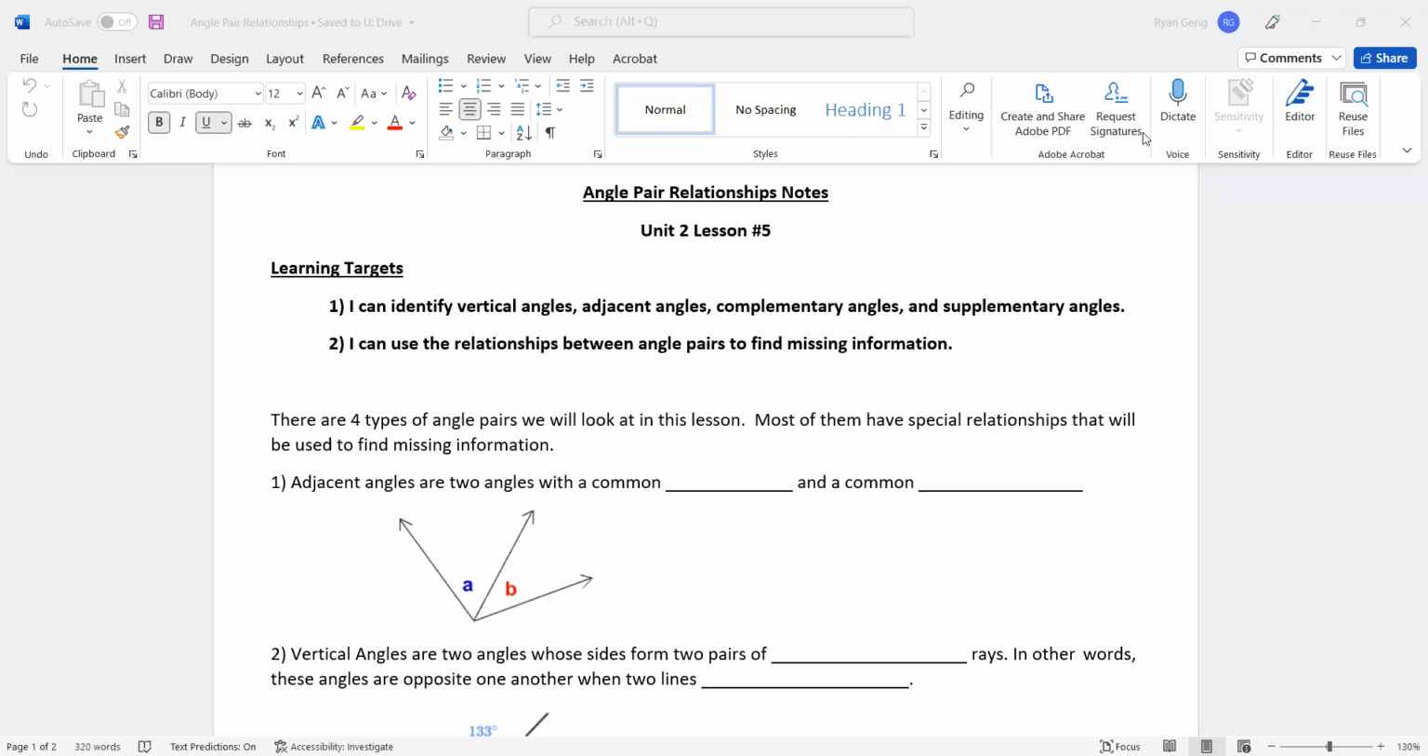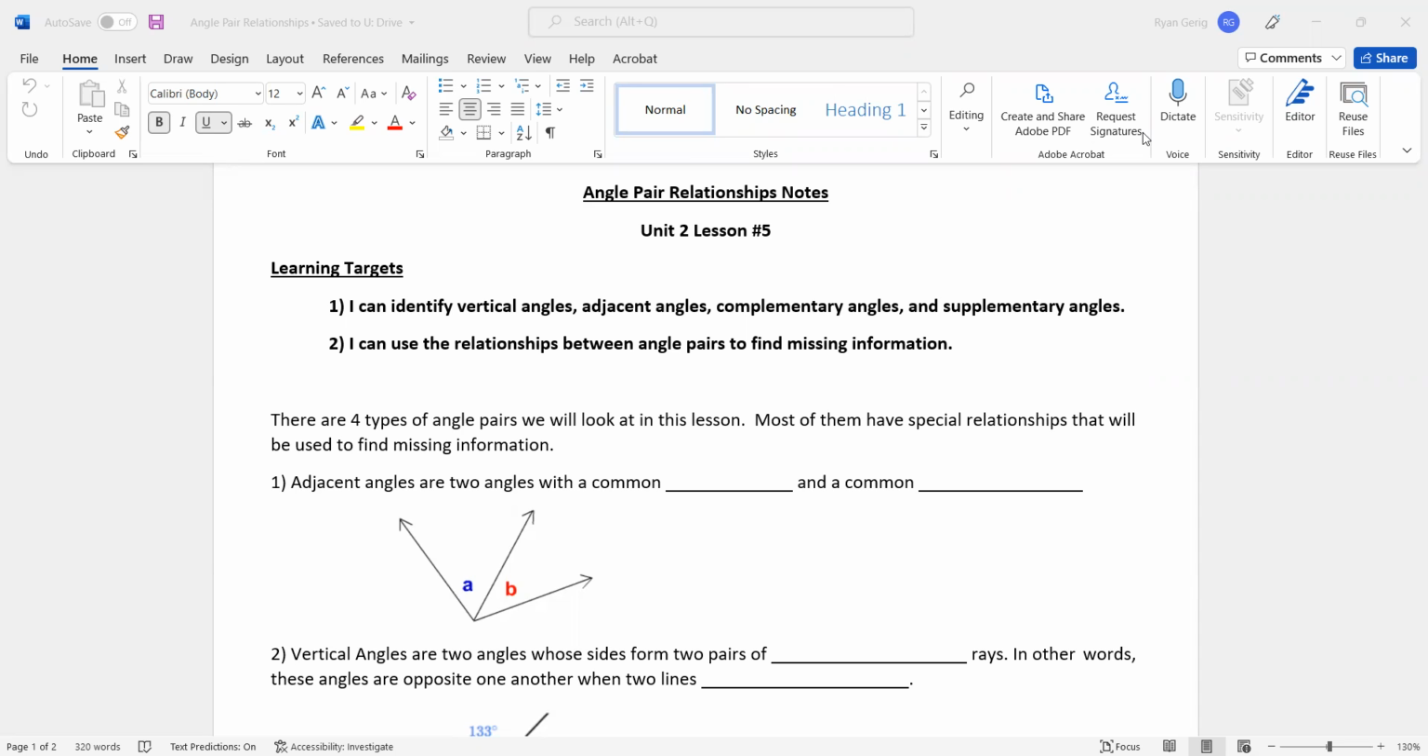Hello, geometry. Welcome to the last lesson of Unit 2. This lesson, you will learn some angle pairs, and these things are going to go with you all the way through geometry and probably beyond. So you definitely need to know these. Like I've said before, we're building a toolbox here that we're going to start using in a couple units.